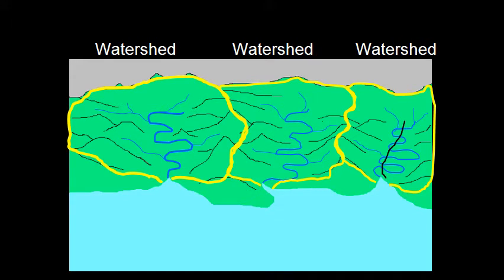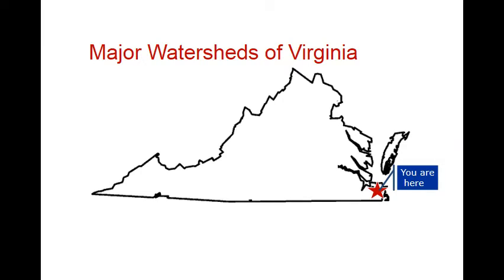So all of the water from the first watershed is going to end up in this area, all of the water from the second watershed is going to end up in this area, and all of the water from the third watershed is going to end up in this area here. So let's take a look at the major watersheds of Virginia. That's where you live, right about there, assuming you live in Virginia Beach. That's about where Virginia Beach is.